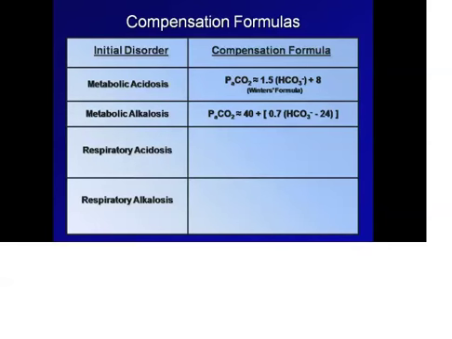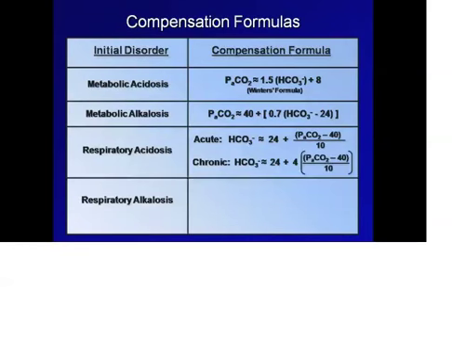For respiratory acidosis and alkalosis, it depends upon whether the pathologic processes are acute or chronic. Remember, it takes anywhere from 12 hours to 5 days for a respiratory process to become chronic as it pertains to acid-base balance. For an acute respiratory acidosis, the bicarb should be approximately equal to 24 plus the difference between measured PCO2 and 40 divided by 10. For chronic respiratory acidosis, the bicarb should be 24 plus 4 times the difference between PCO2 and 40 over 10.